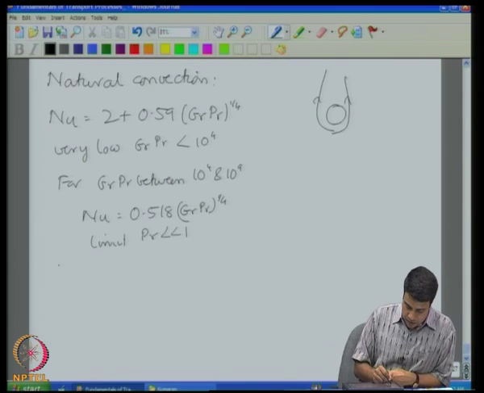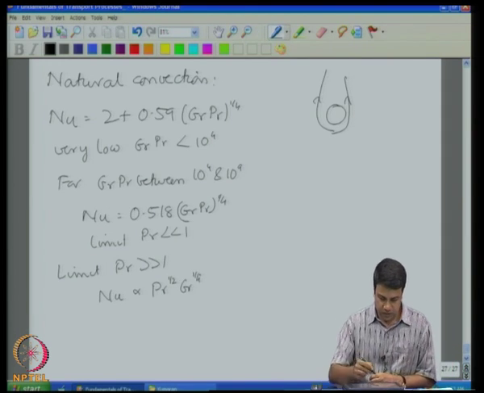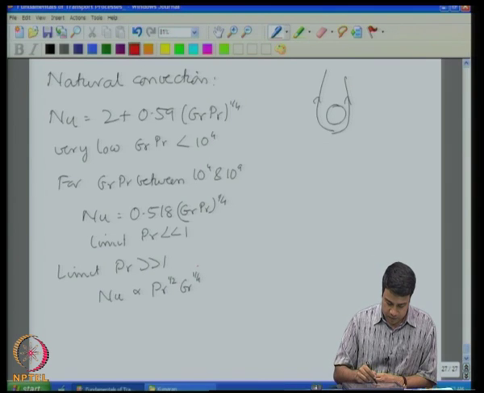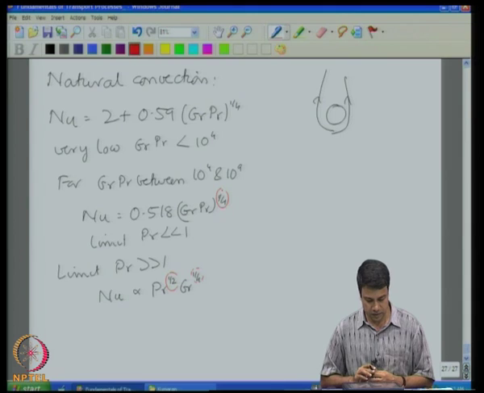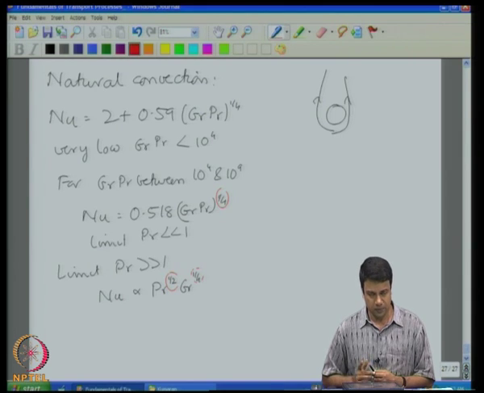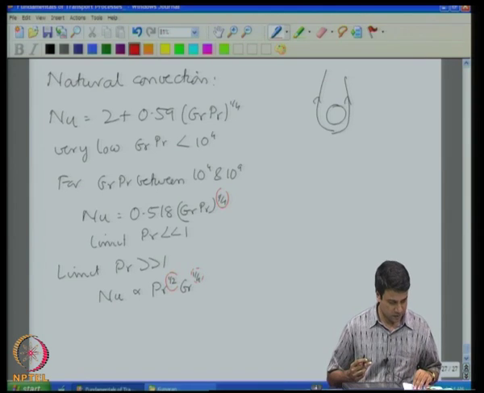In the limit of Pr large compared to 1, I will get the Nusselt number proportional to Pr to the power half times Gr to the power 1/4. Once again, you can see all these powers that are coming up: half, 1/4, 1/4 here, and so on. We will try to derive why these relations are of this form in the remainder of this course.